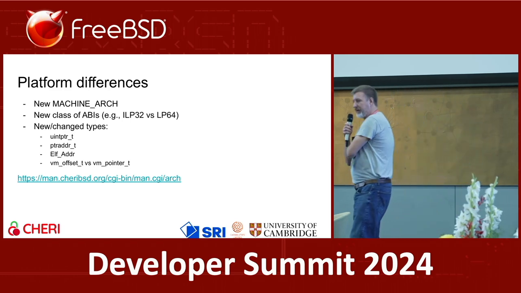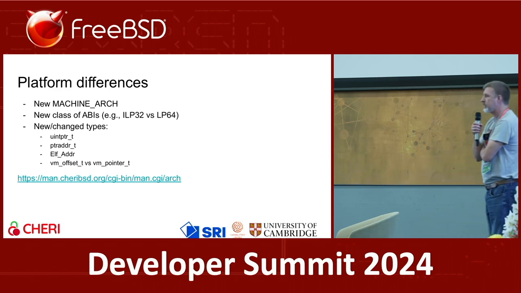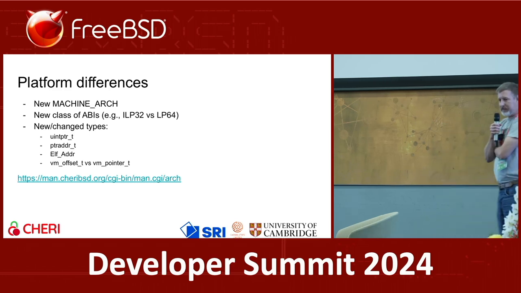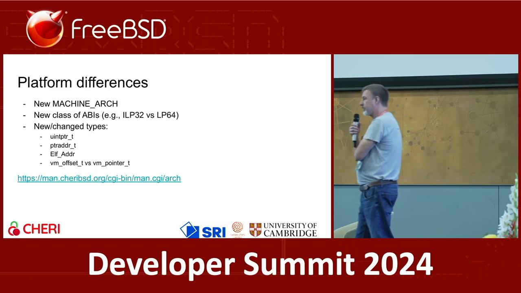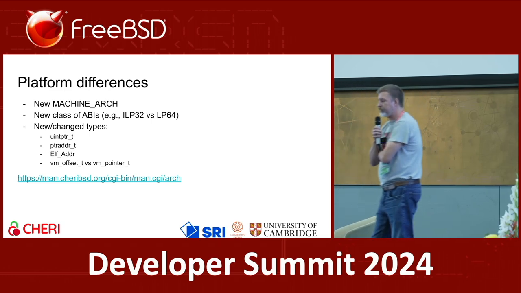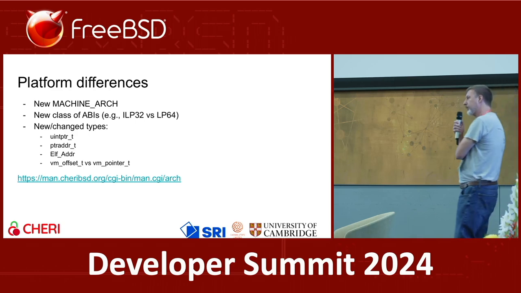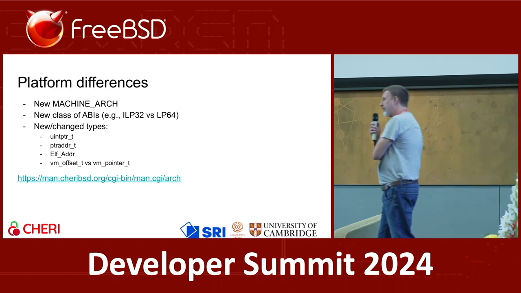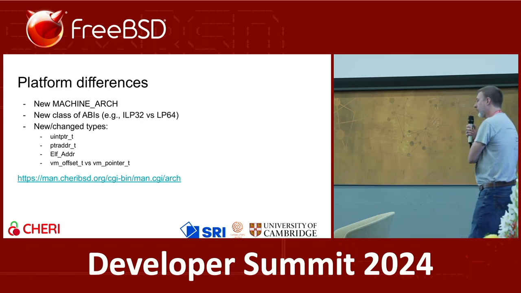Similarly, in the kernel, we have this wonderful type called vm_offset_t that we use all over the place. And vm_offset_t we treat as an address, and so there are some places where we need to change those to be a pointer. So currently in CheriBSD, we've introduced a new type, vm_pointer_t, which is in effect an alias of uintptr_t, and patched various places to use that when they actually mean a pointer that the kernel is going to treat as a pointer.